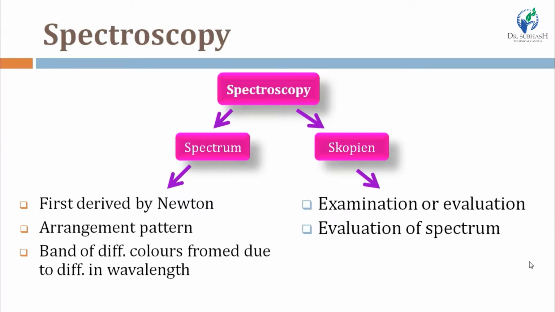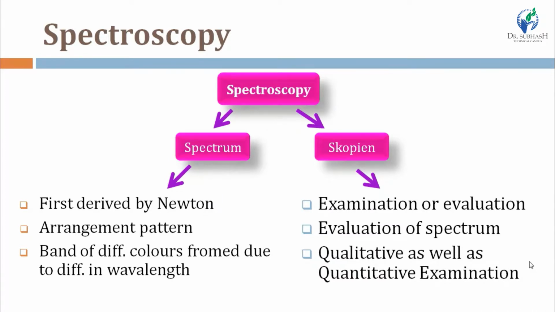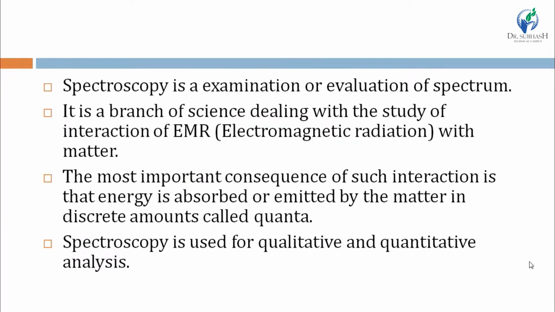Evaluation of spectrum. This evaluation may be either quantitative or qualitative. We have seen in the example of atomic absorption spectroscopy, qualitative analysis and quantitative analysis, right? So scopion means examination or evaluation, and spectrum means arrangement pattern. So spectroscopy is an examination or evaluation of spectrum.